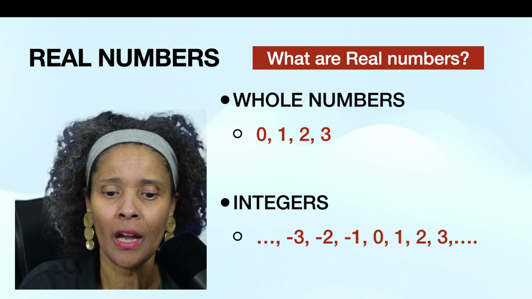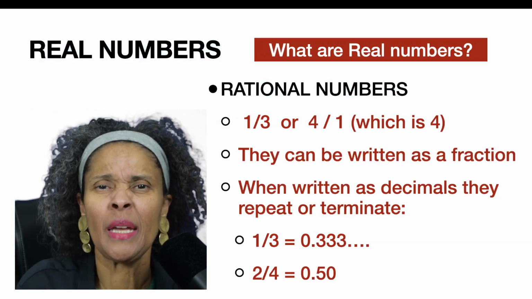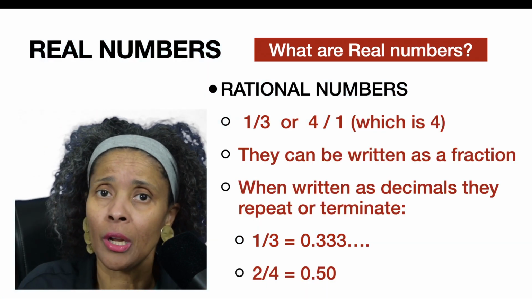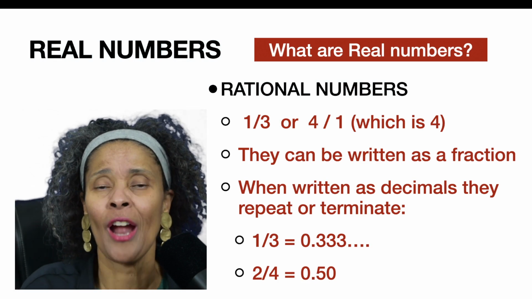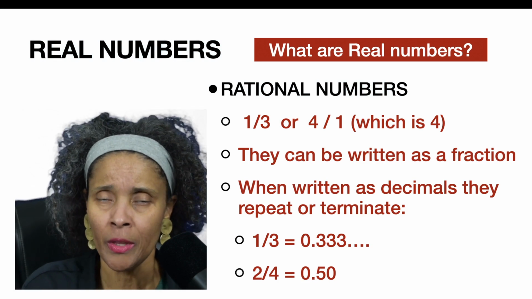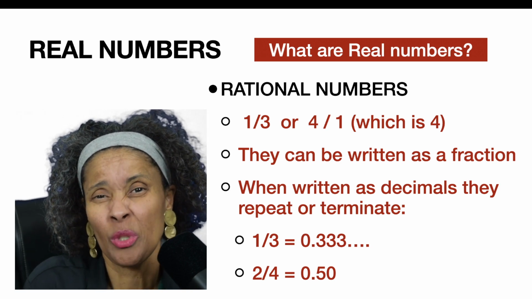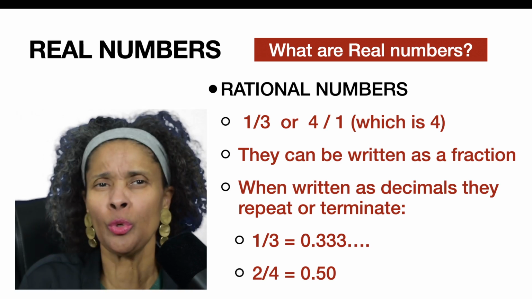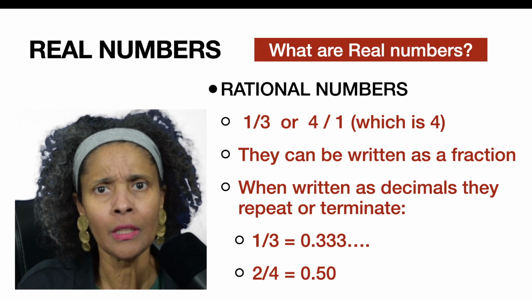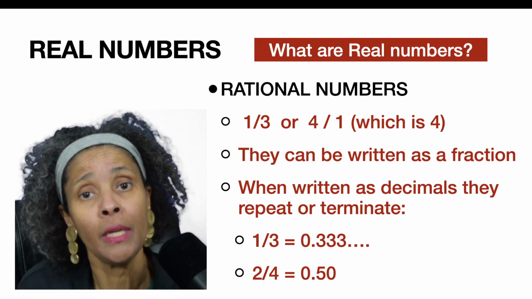So then when you go on beyond that, what's the other main type of real number you're going to deal with? They're rational numbers. And rational numbers can be expressed as fractions or as a ratio of two integers. And when you actually divide it out and express it as a decimal, because that's what you do when you do a fraction, you're actually dividing, the decimal portion is either going to repeat or it's going to terminate.